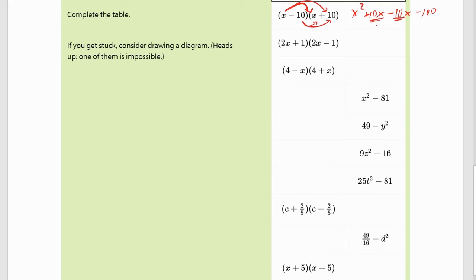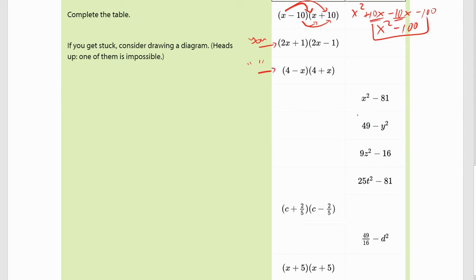So all you actually have is x squared minus 100. And this kind of comes back to the conversation we had earlier, because this would be the same as saying this, right? So just be aware of that. So this one, that's for you, right? This one, that's for you as well.